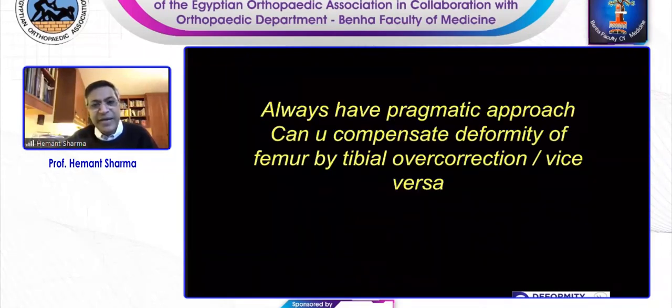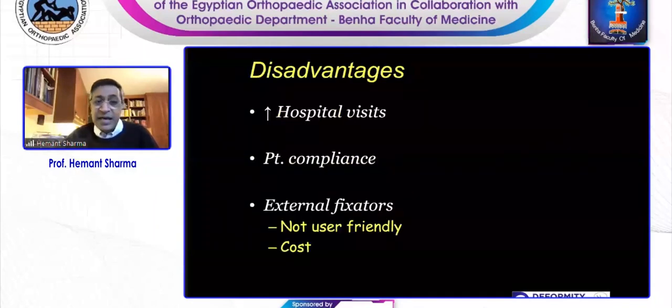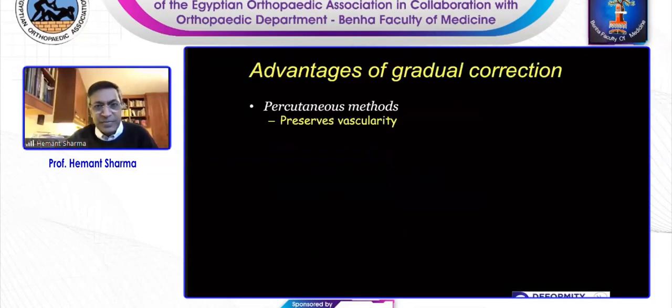Always keep a pragmatic approach, i.e. that you don't have to correct every deformity. Sometimes you overcorrect one to compensate further, which will be easier for the patient. The problem with all these things is the number of hospital visits. Patient compliance can be a problem.